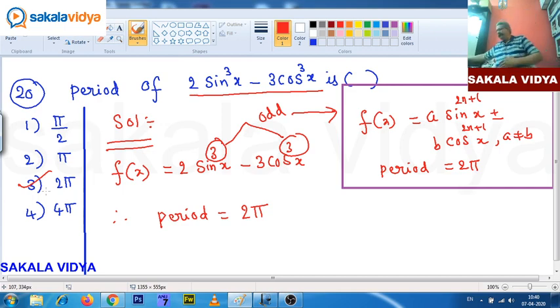If A is equal to B, actually what happens, even if A is equal to B there is no problem in this case, but whenever even powers are there, if A is equal to B, pi by 2 will become the option. So that's a problem. Okay.